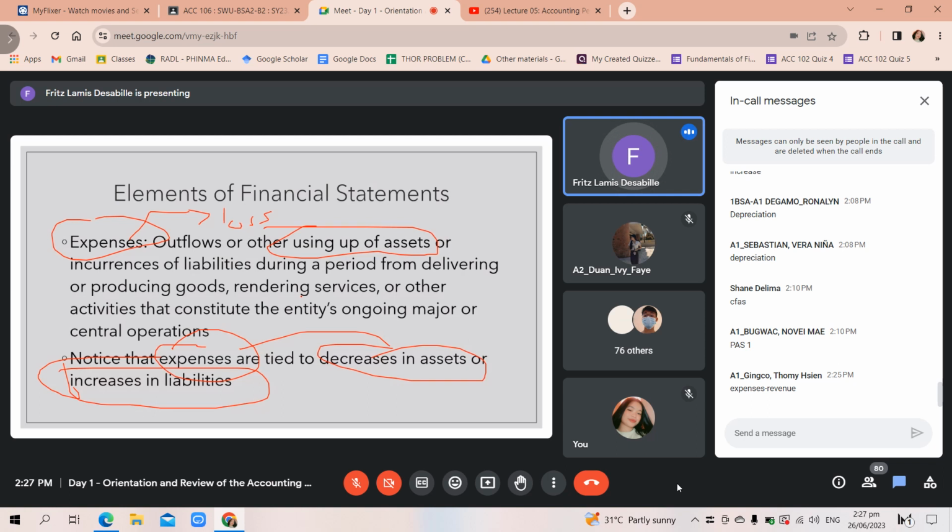Okay? So usually, on expenses, ang ginatawag natin operating expenses. Mga operating expenses are those ordinary expense, no? Or mga usual expense. Like utilities, maintenance, repairs, blah, blah, blah.